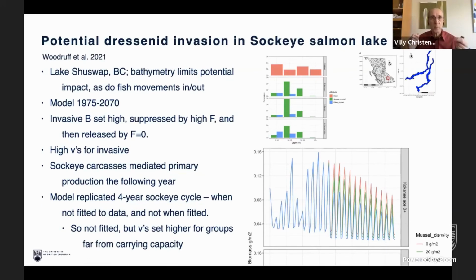Now, an interesting thing about this model, which she ran from 1975 and 100 years ahead, is the way she set it up: with a fairly high invasive biomass from the beginning, then kept down by high F, and then released, and we had the invasives coming back and taking over. It calls for having high vulnerabilities for the invasive. They need to be able to increase.